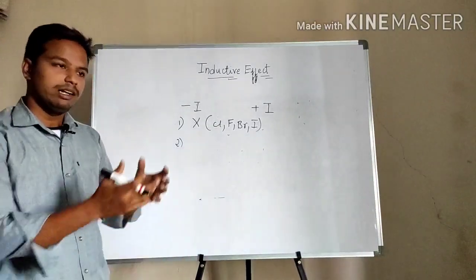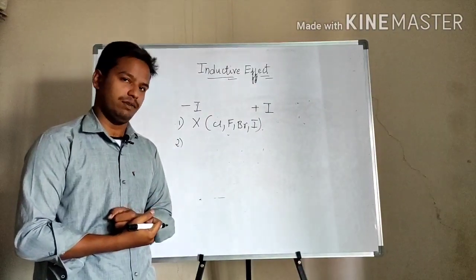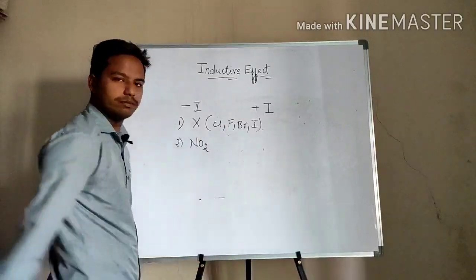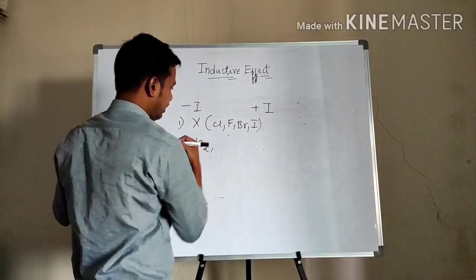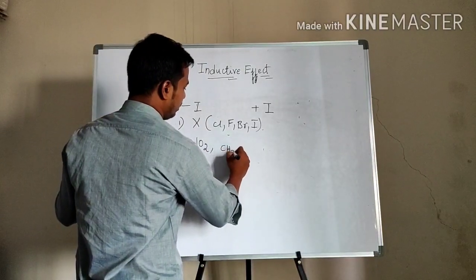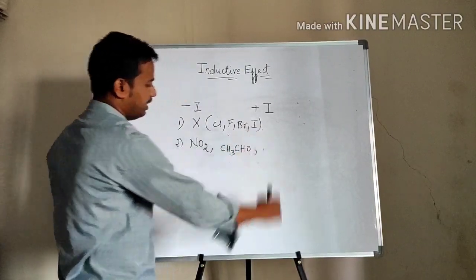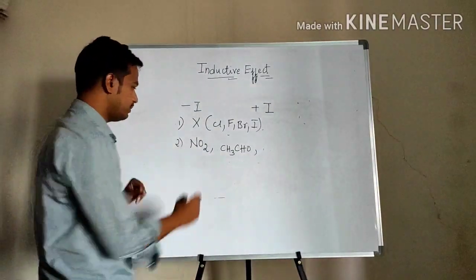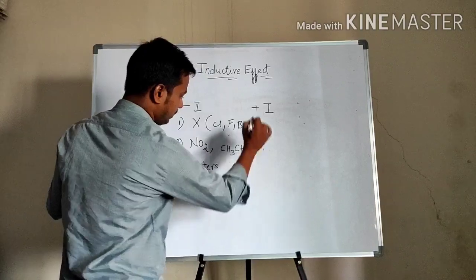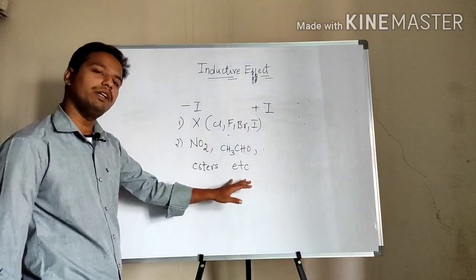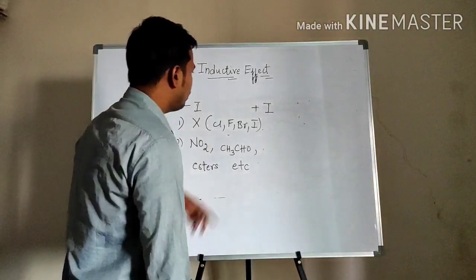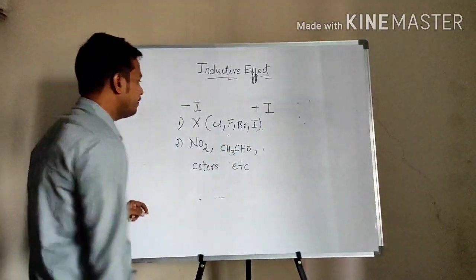Electron withdrawing, that is, it pulls the electron towards itself. Mainly those groups are the NO2 group, the nitro group, and another one is the aldehyde group, CH3CHO, you can take any aldehyde group, esters, etc. I will discuss more examples in applications. Next one, plus I effect. What can you think of for plus I effect?